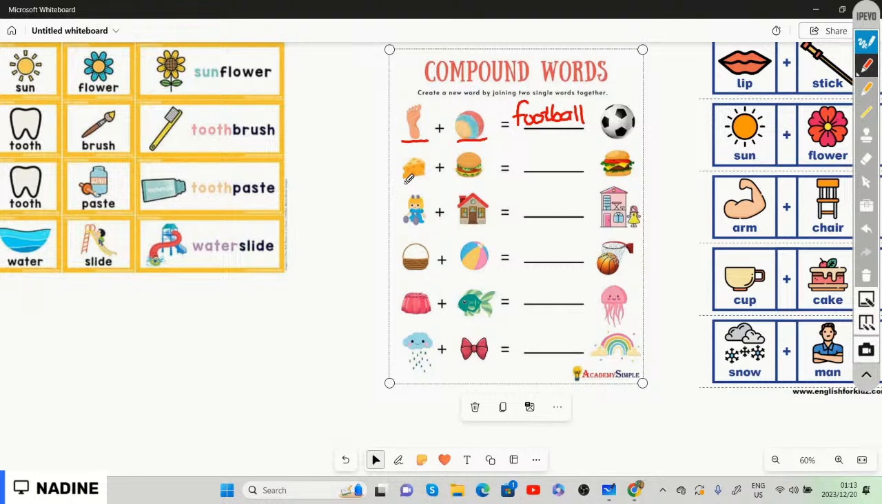Then we have a slice of cheese. We have cheese, plus we have a burger. And if we put that cheese on top of, or not on top, but in the burger, then we have a cheeseburger. Here we have a little doll, plus we have a house. So doll plus house, we can say it's a doll house.